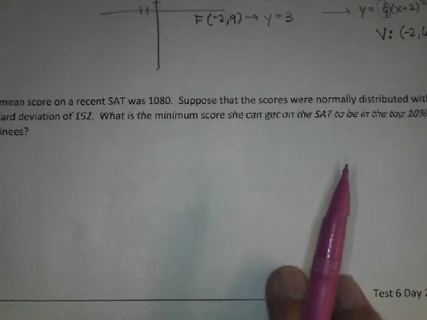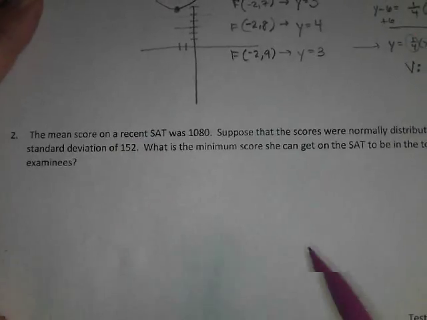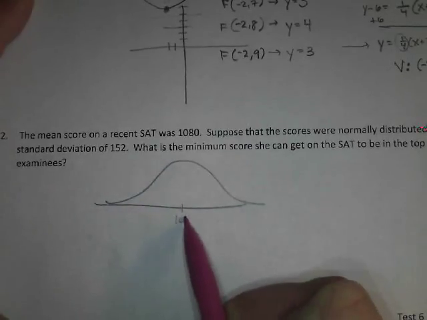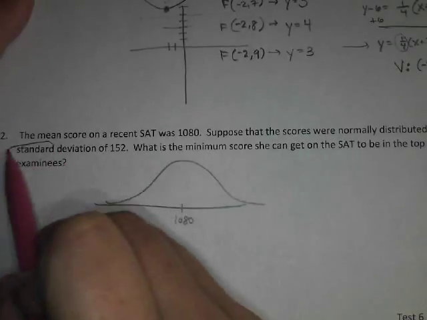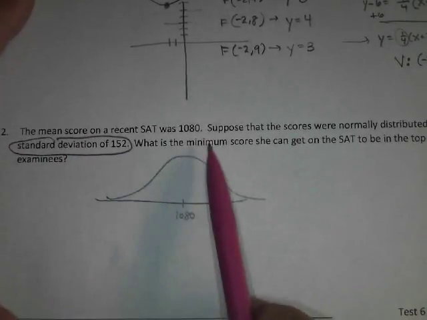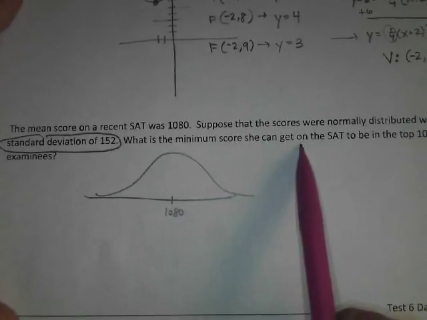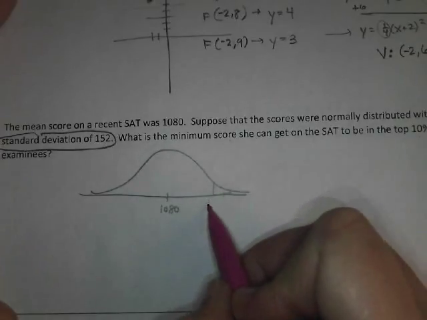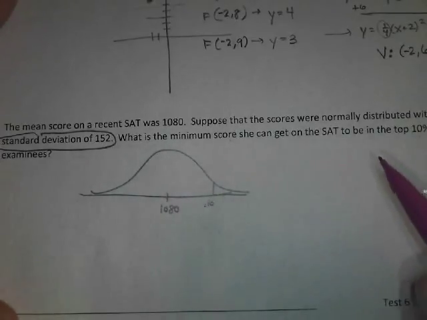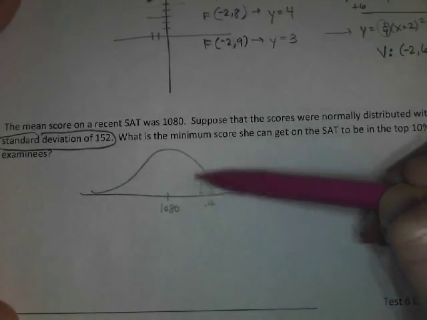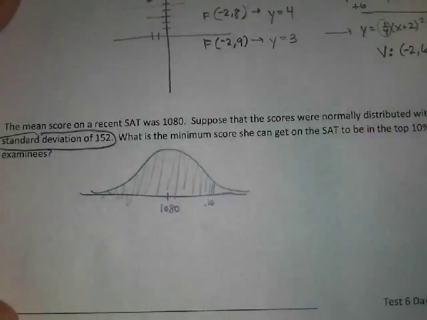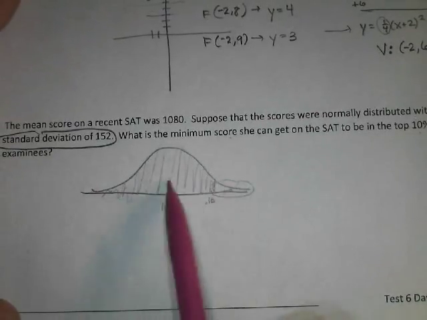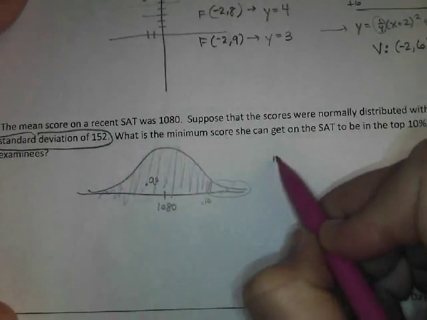On this next one, the mean score on a recent SAT test was 1080, normally distributed, so immediately we should be doing something like that. The standard deviation of 152 we'll hold on to. What is the minimum score she can get to be in the top 10%? So this is like a percentile question. We want the top 10%, which means, what percentage is this? If this is the top 10%, what's this? The bottom 90%. So essentially, this is a norm CDF question.